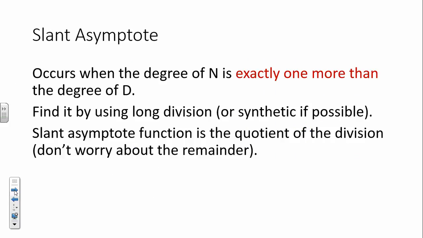Then slants. We learned about slant asymptotes, right? When do they happen? When the degree of the numerator is exactly 1 more than the degree of the denominator. And we find it by dividing and ignoring the remainder.